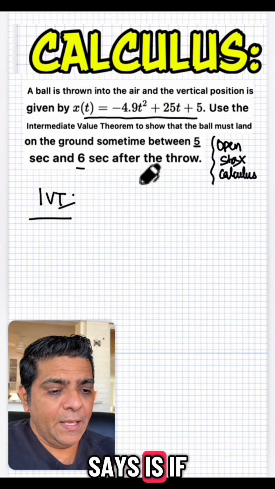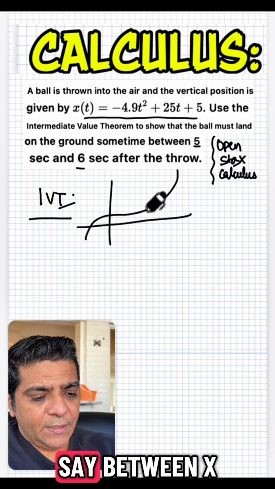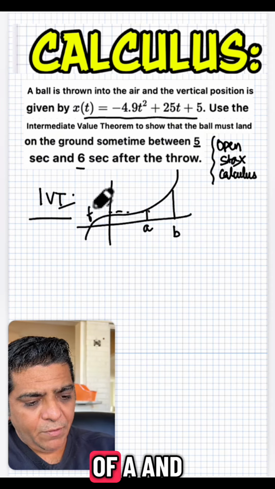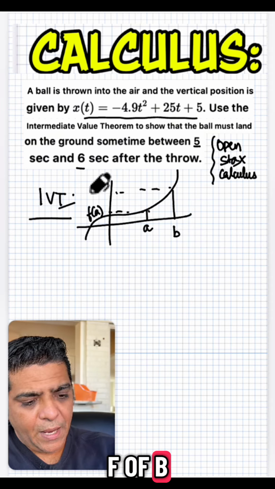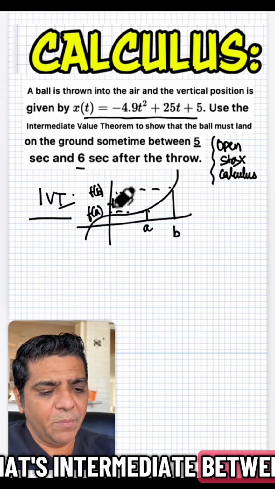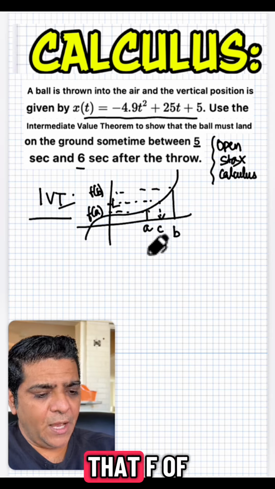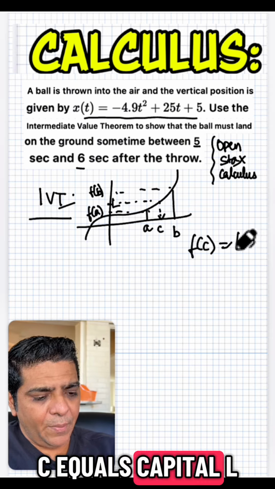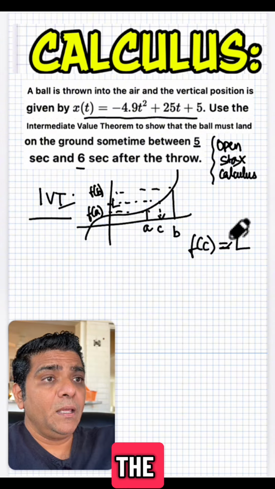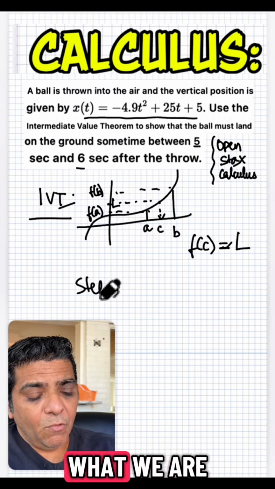What that says is if you have any function like this, and let's say between x values of a and b, there are corresponding f of a and f of b. The intermediate value theorem says there must be a value capital L that's intermediate between f of a and f of b that has a corresponding x value of c such that f of c equals L, if the function is continuous in that interval. So that's very important.